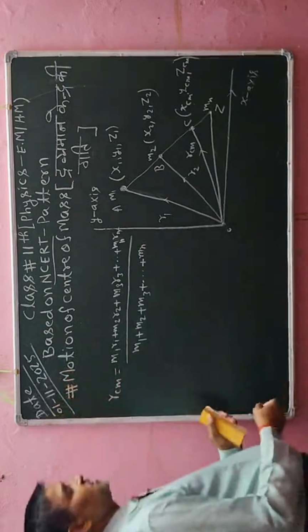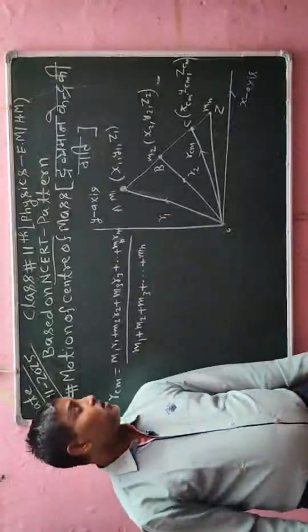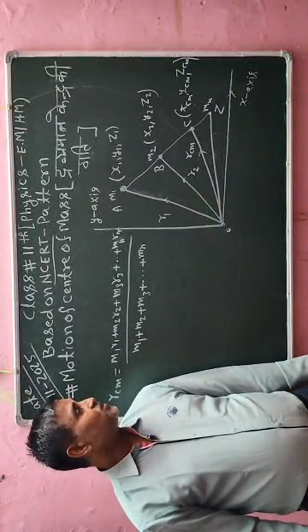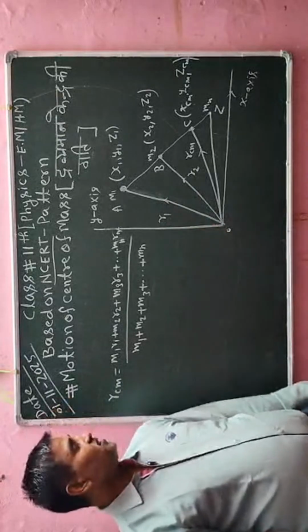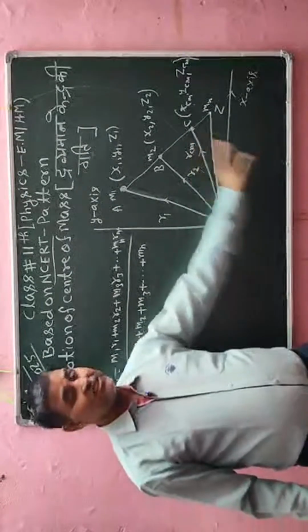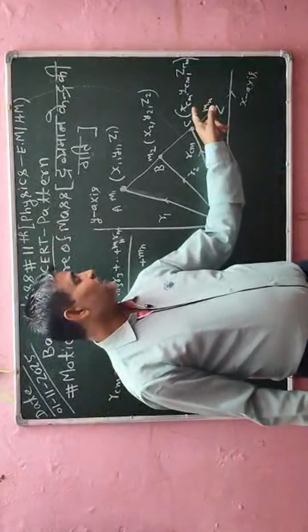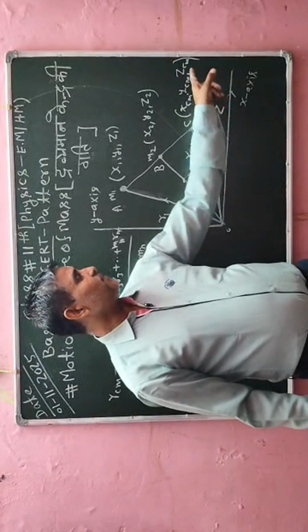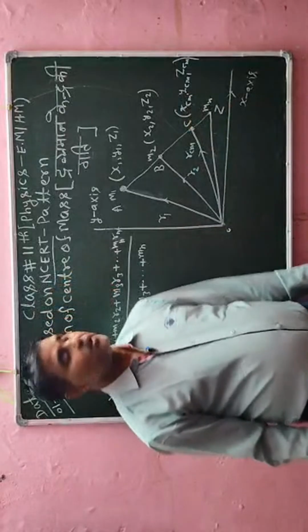Okay, this is the center of mass of the given objects. Here there are n objects which are joined at a point C, and the coordinate of that point C I have written here as xcm, ycm, zcm, because there are three components.